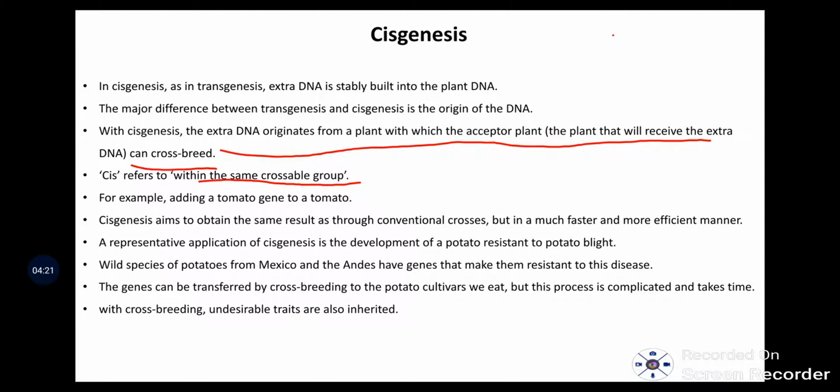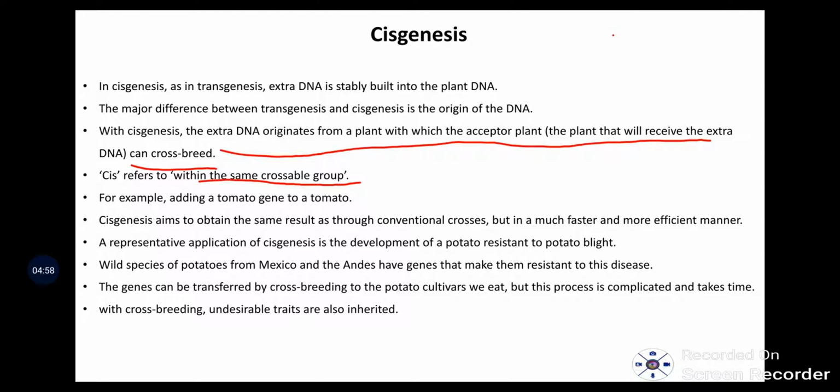Let us move to cisgenesis. Cisgenesis is quite different from transgenics, because in cisgenesis the extra DNA is taken from the same family or the same group. In cisgenesis, as in transgenesis, extra DNA is stably built into the plant DNA. The major difference between transgenics and cisgenics is the origin of DNA. Here we are taking DNA from the same group or same genera.